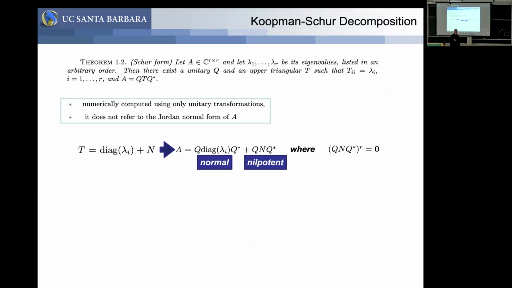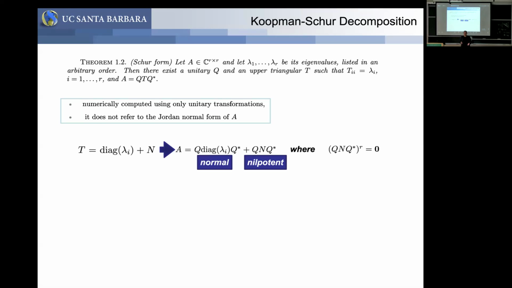So Schur form comes to the rescue. If lambda 1 to lambda r are eigenvalues, you can construct a unitary Q and an upper triangular T. Eigenvalues of the upper triangular are actually on the diagonal, right? Such that your A has a decomposition QTQ star, where Q is unitary. This is really nice because you don't have to compute the Jordan form, right? The benefits are quite nice.